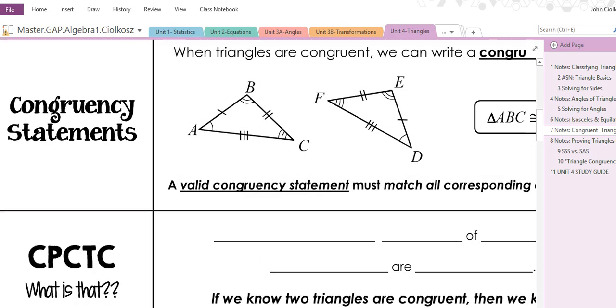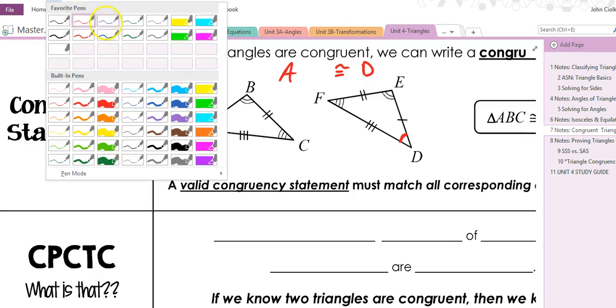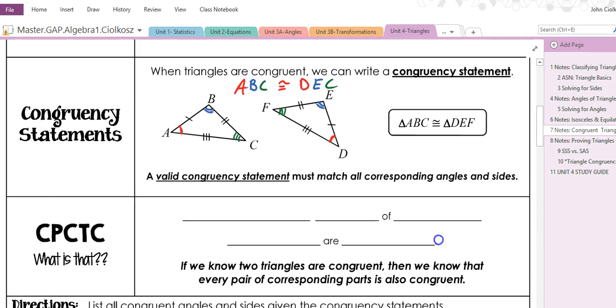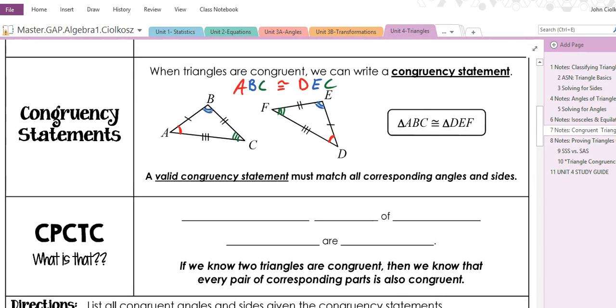Key idea here is order. So here I have A. A has one line. D has one line. That means starting off my congruency statement, A and D are my first letters. B has 2. E has 2. So B and E, my second letters. Same bit of logic, C has 3. F has 3. So those are my third letters. Writing a congruency statement is very key so we know what lines up with what.